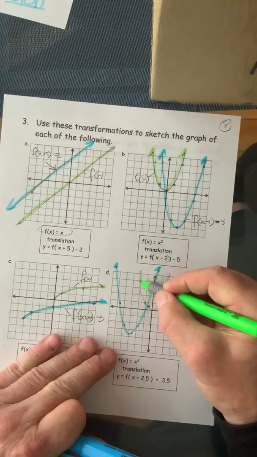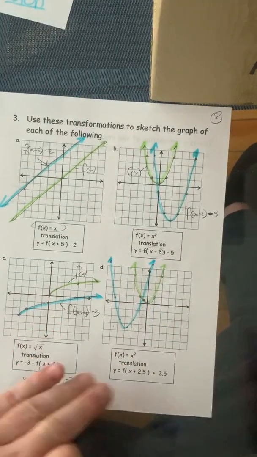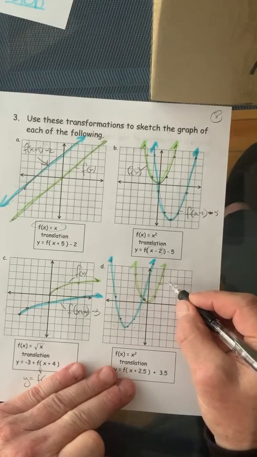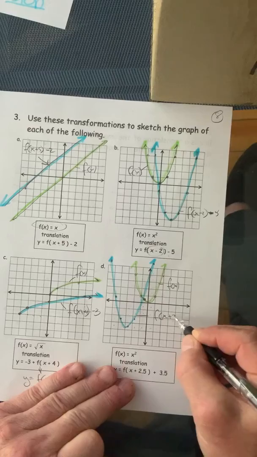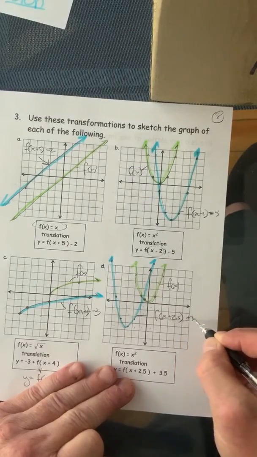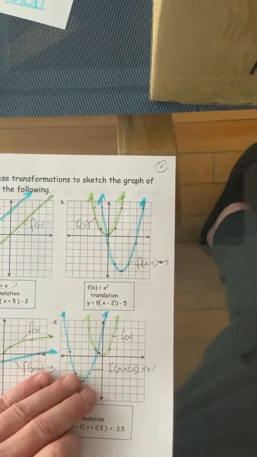No different than the previous, just a bit more awkward because of the decimals. F of x, and finally f of x plus 2.5 plus 3.5. And I think we are done. Thank you.